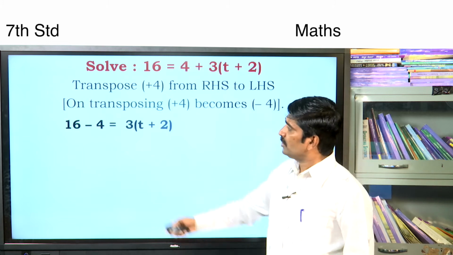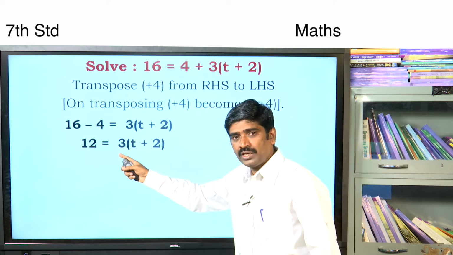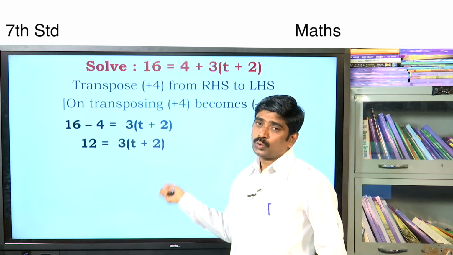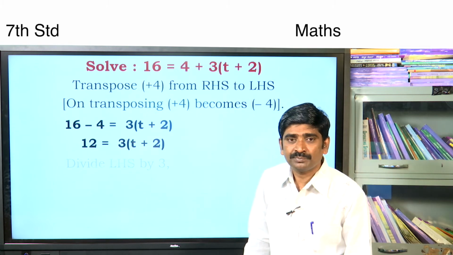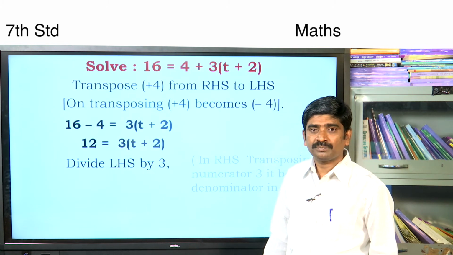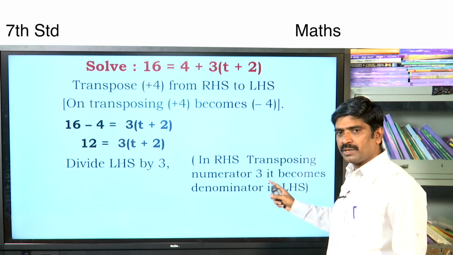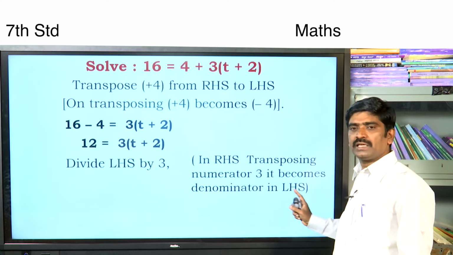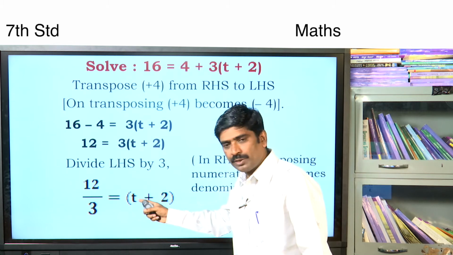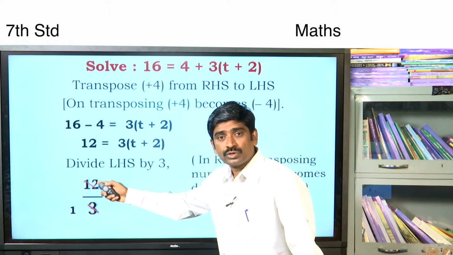Then 16 minus 4 is, very good, 12, is equal to 3 into (t plus 2). It is multiplication here. This 3 goes to LHS. Then what happens? Divide LHS by 3, because in RHS, transposing numerator 3, it becomes denominator in LHS. Then 12 divided by 3 is equal to t plus 2. That is 3 ones are 3, 3 fours are 12.